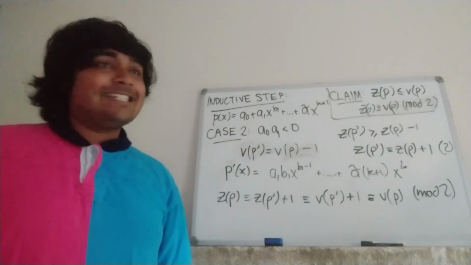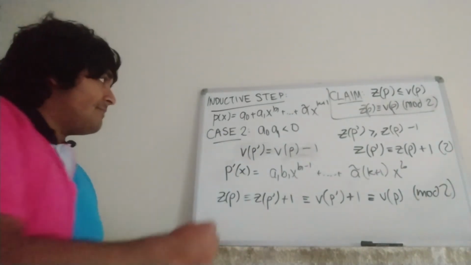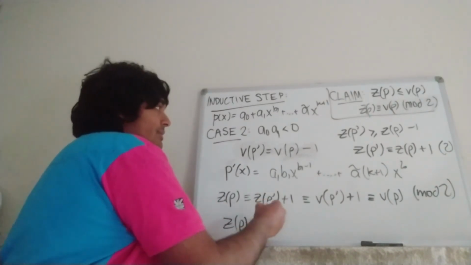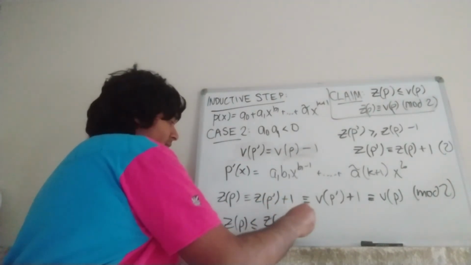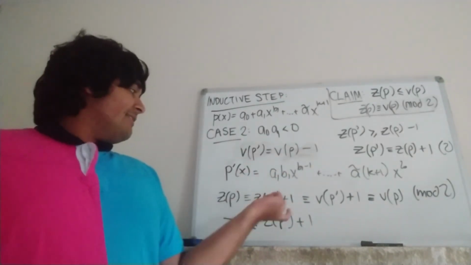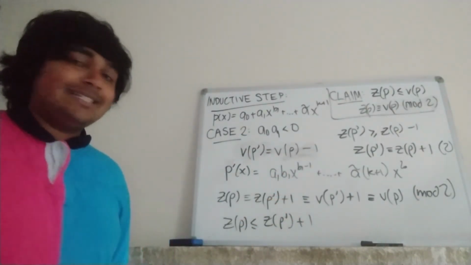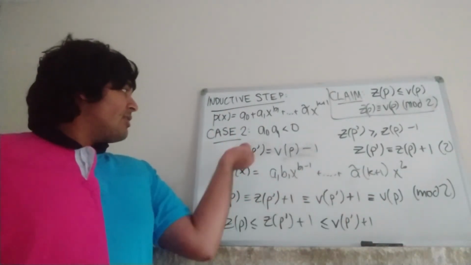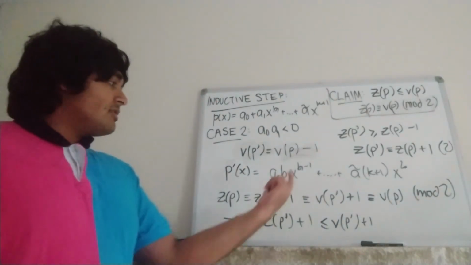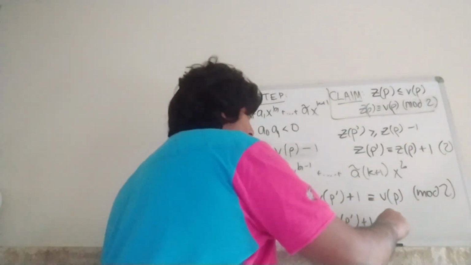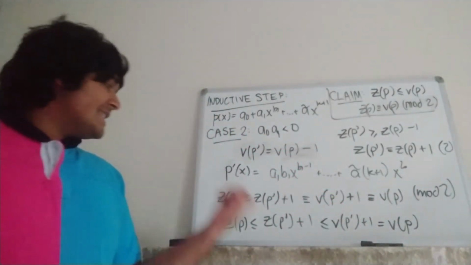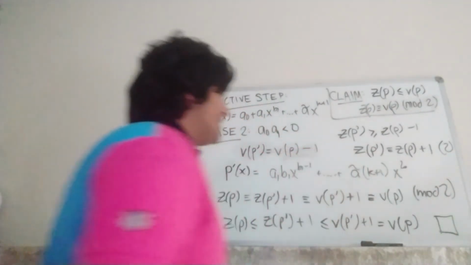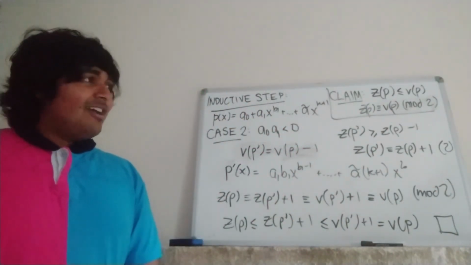Now let's prove that z of p is less than or equal to v of p. So z of p, we're going to start off with this guy here, is less than or equal to z of p prime plus 1. But z of p prime plus 1, well, we're assuming that z of p prime is less than or equal to v of p prime from our assumption. Okay, and v of p prime, using this guy here, is just v of p minus 1. So v of p minus 1 plus 1 is just the same as v of p. So we get that z of p is at most v of p, and that proves Descartes' rule of signs. A really, really nice proof.